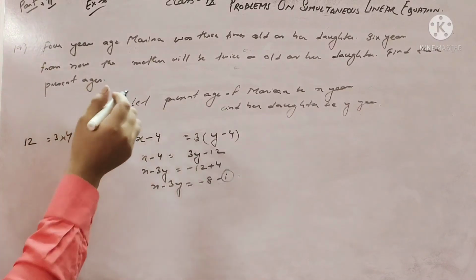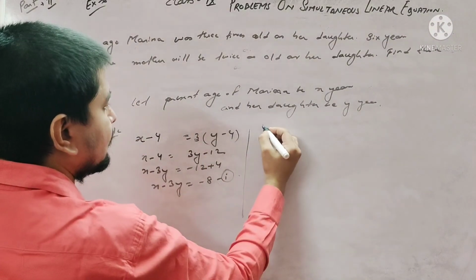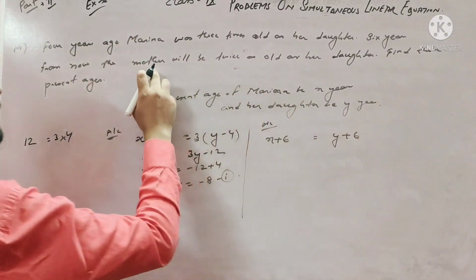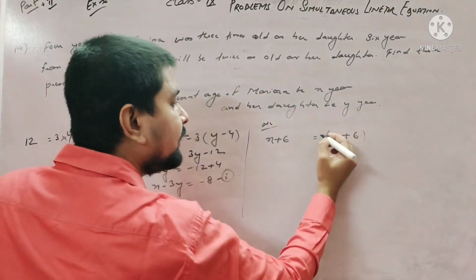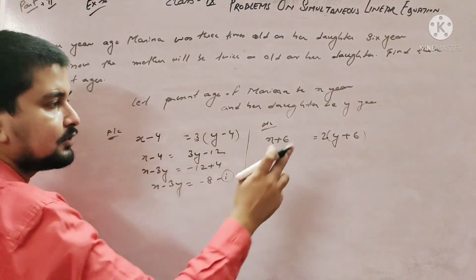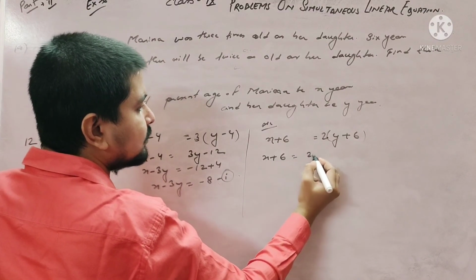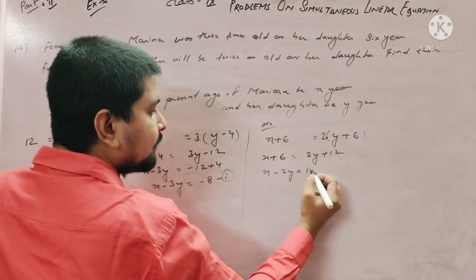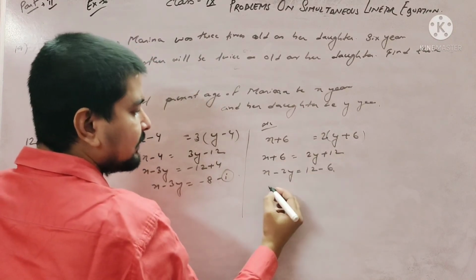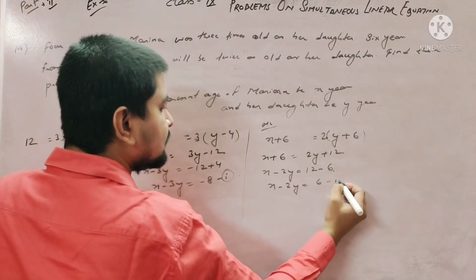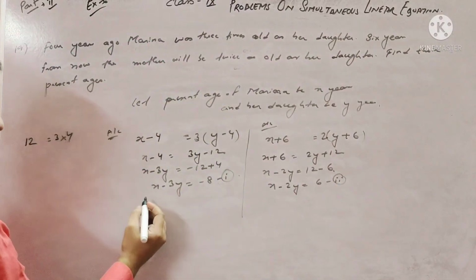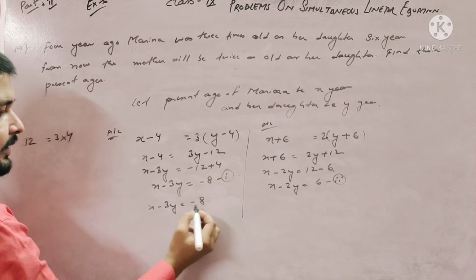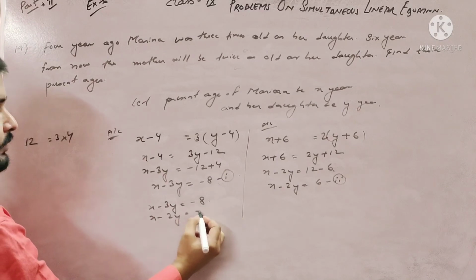Six years from now, that means the age gets plus 6 years. The mother will be twice as old as her daughter, that means 2 times. So x plus 6 equals 2 times y plus 6, which is 2y plus 12. So x minus 2y equals 12 minus 6, that is x minus 2y equals 6, equation 2. Equation 1 is x minus 3y equals minus 8 and equation 2 is x minus 2y equals 6.